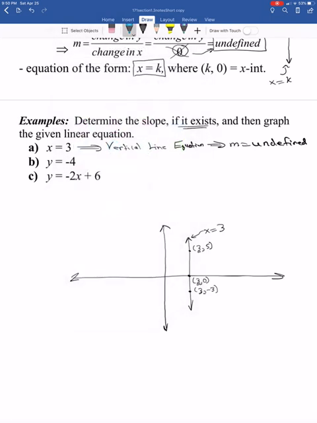We should quickly be able to tell what we're dealing with. x equal constant is a vertical line equation. y equal a constant is a horizontal line equation. So no x term. And the reason there's no x term is because there's no slope. So our slope is 0.